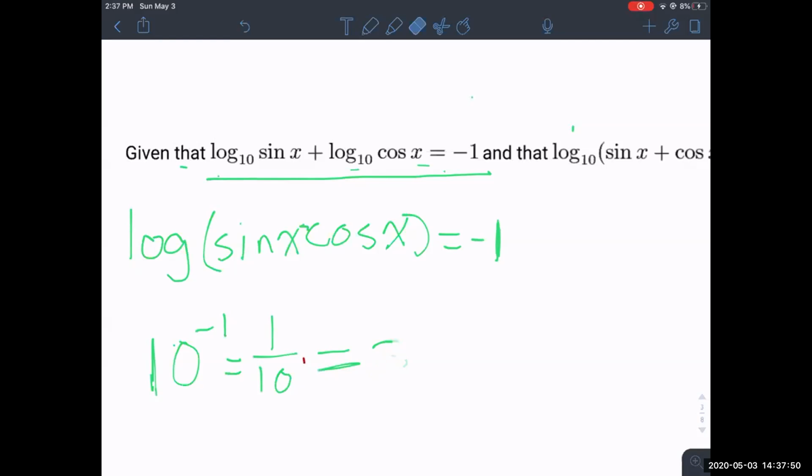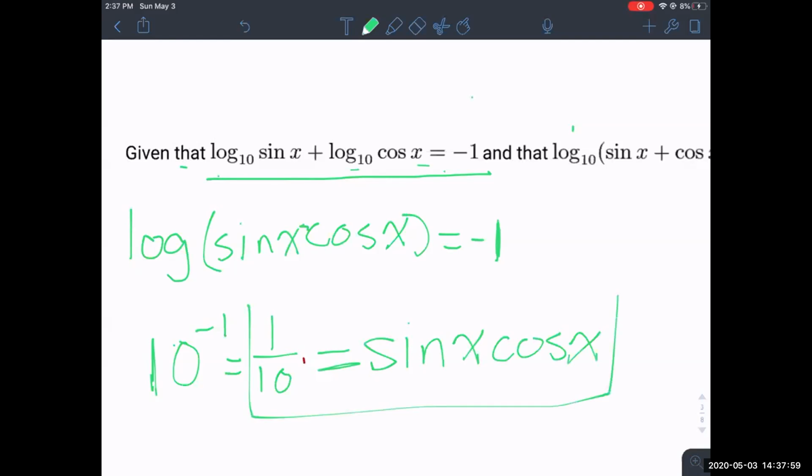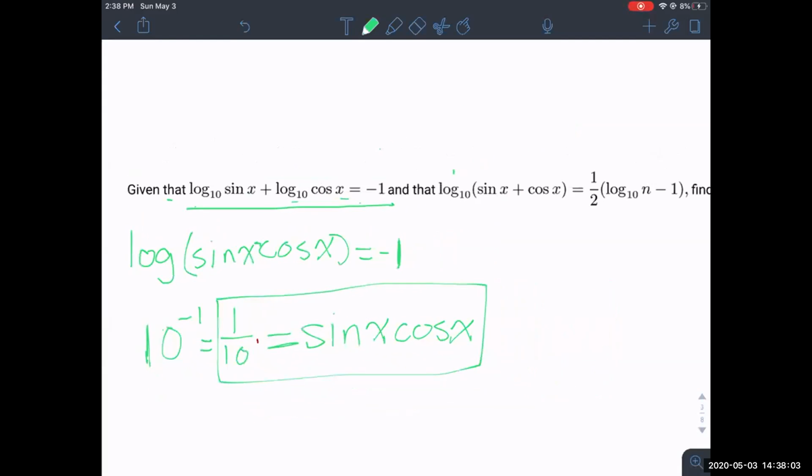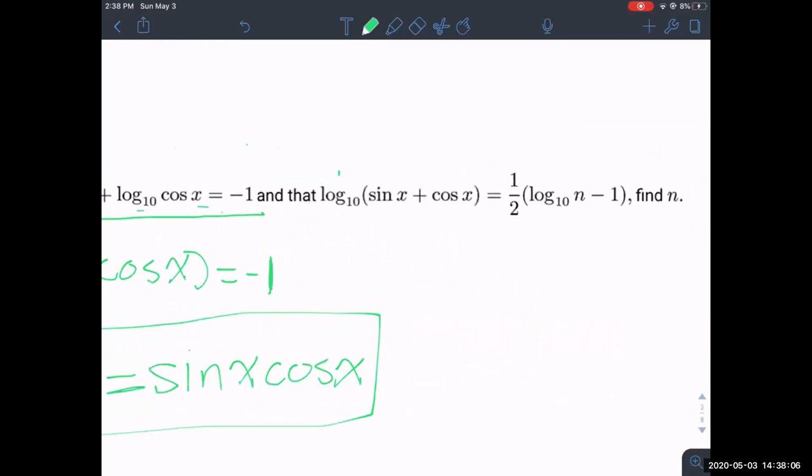I cannot write. So this is something that will probably be helpful. Now let's move on to the next one.